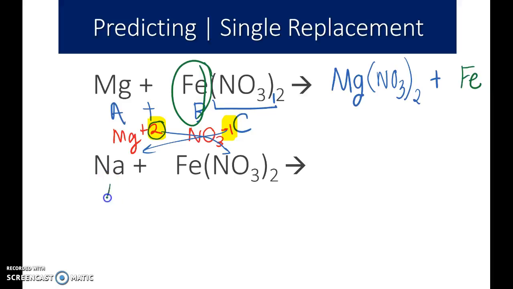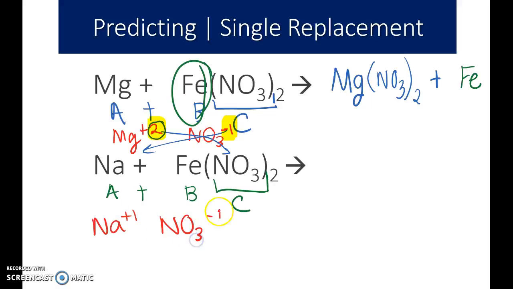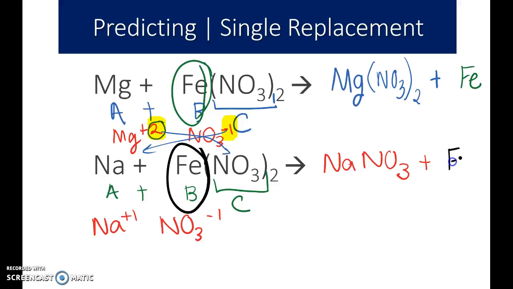And our last example, again, we'll start by writing out A plus B, and then C is our polyatomic ion. We're going to write out the charges of A and C. So Na has a +1 charge, NO3 is -1. So we see those are equal and opposite charges, so that means we can just stick those 2 ions together, Na, NO3. And then plus we have our last element, our element B, all by itself. So we have plus Fe. So that is how you predict the products of single replacement reactions.